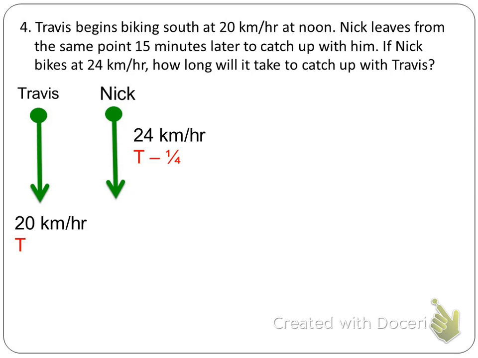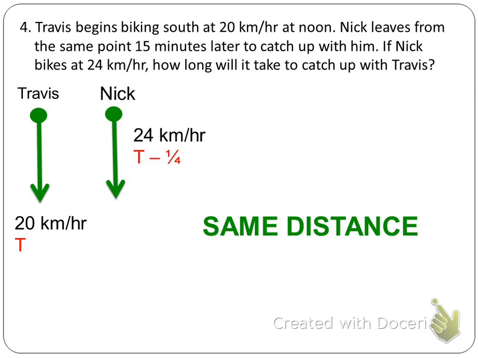Okay? And 15 minutes is a quarter of an hour. And since it's kilometers per hour, everything needs to be in terms of hours. So do you all understand why it's T minus 1/4? That's the 15-minute head start that Travis got that Nick did not get. Okay? They are going in the same direction. And we want their distances to equal one another. When will he catch up with him? So when will the amount that they traveled be the same? All right, any questions?